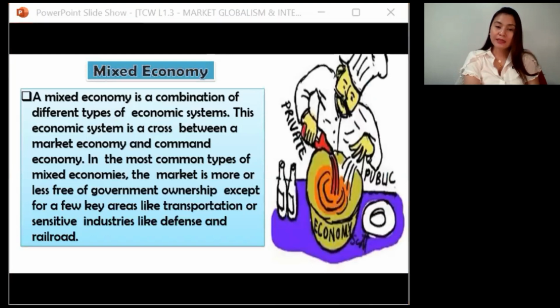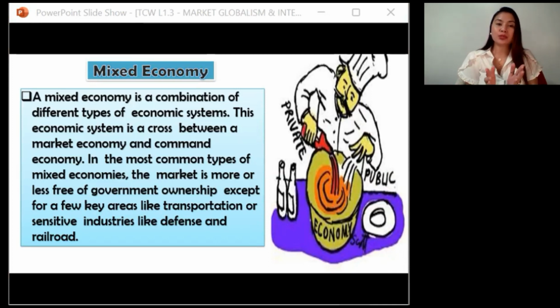Now, the last type of economic system is what we call a mixed economy. A mixed economy is a combination of different types of economic systems. It is a cross between the market economy and the command economy. In the most common types of mixed economies, the market is more or less free of government ownership, except for a very few key areas, like transportation and other sensitive industries like defense and the railroads.